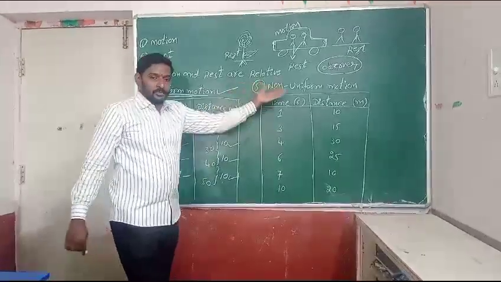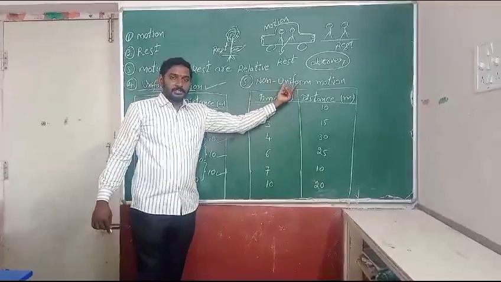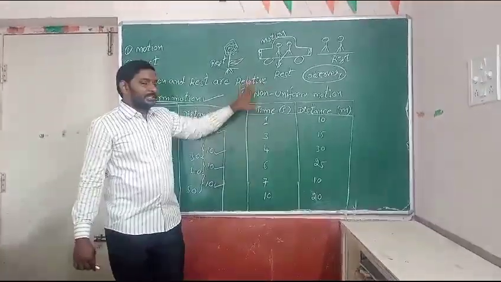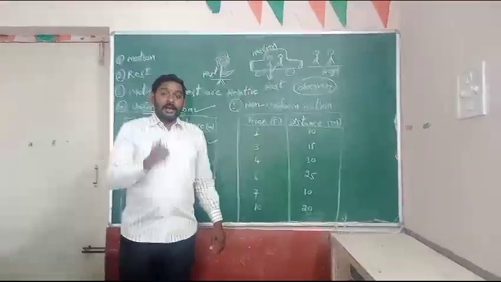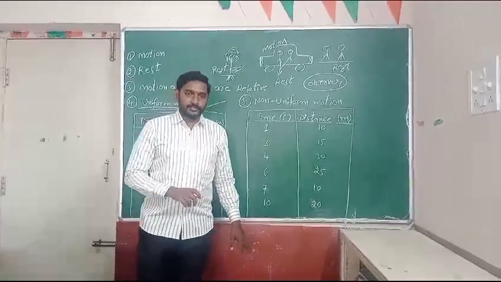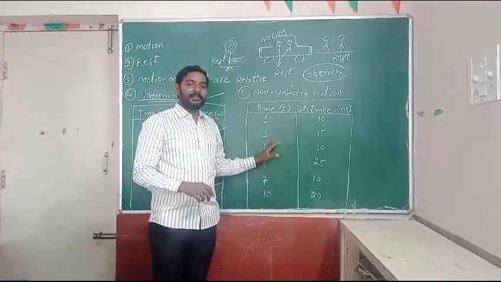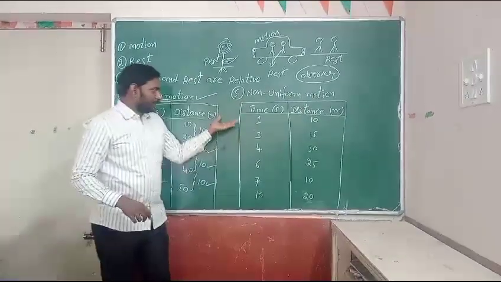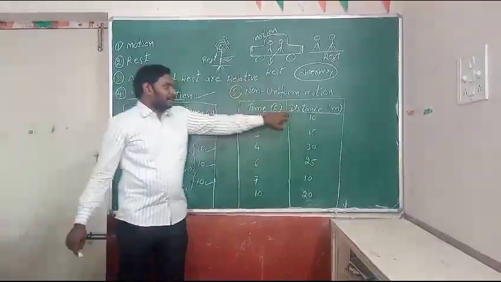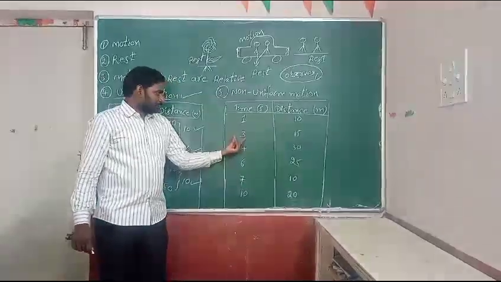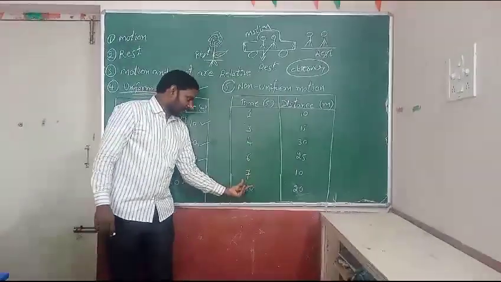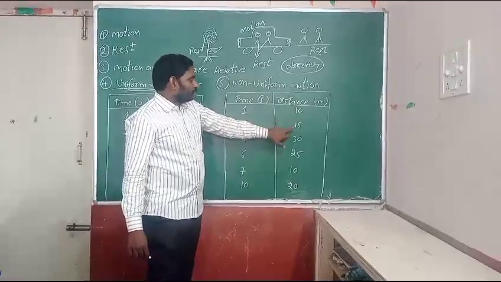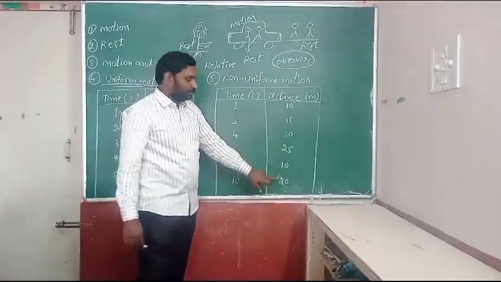Next, non-uniform motion. So what is non-uniform motion? When an object travels or covers unequal distances in equal intervals of time, then the object is in non-uniform motion. Here is an example. The time is taken in seconds and the distance is in meters. Time: 1 second, 2 seconds, 3 seconds, 4 seconds, 5 seconds, 6 seconds. Distance: 10, 15, 30, 25, 10, 20.